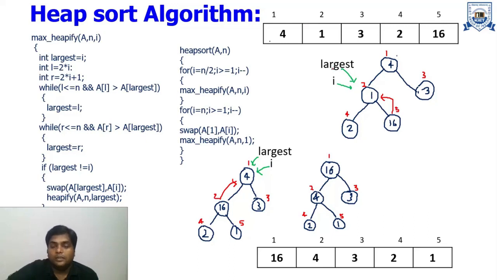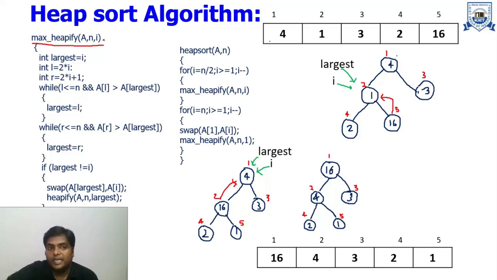That index will be considered as the largest element. Here we use the max heapify function, and we pass 3 arguments. The first one is the array, the next one is the number of elements, and the next one is the index i from where we start. Initially the i value is 2.